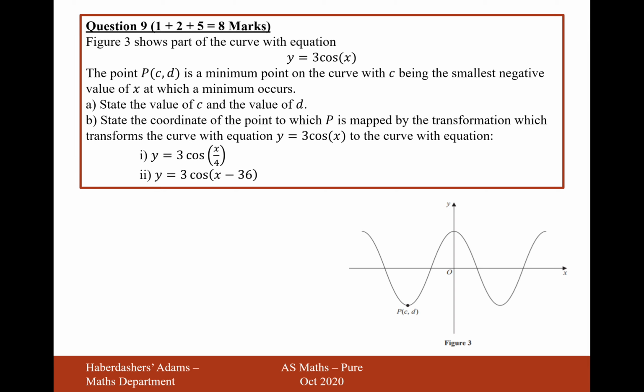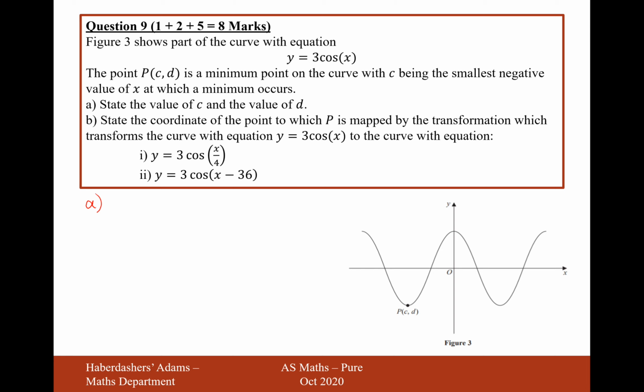So figure 3 shows part of the curve y equals 3 cos x. The point P, which is (C, D), is a minimum point of the curve with C being the smallest negative value of x at which this minimum point occurs. So that's this point here they're talking about. State the value of C and the value of D.